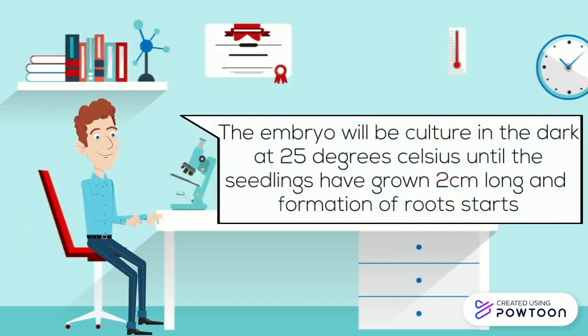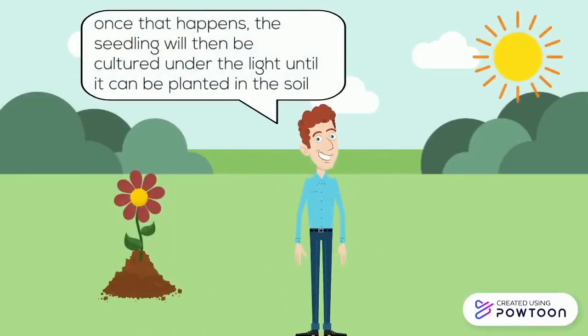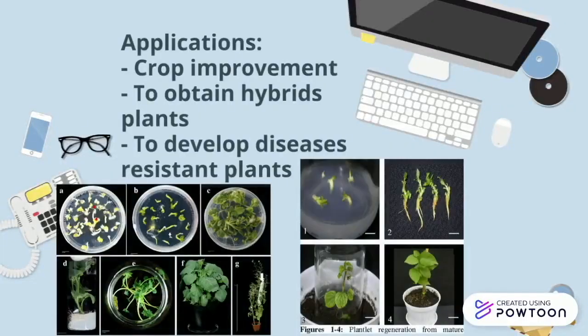The embryo will be cultured in the dark at 25 degrees Celsius until the seedlings have grown 2 cm long and formation of fruit starts. Once this happens, the seedling will then be cultured under the light until it can be planted into the soil. There are several applications of embryo culture, such as crop improvement, obtaining hybrid plants, and developing disease-resistant plants.